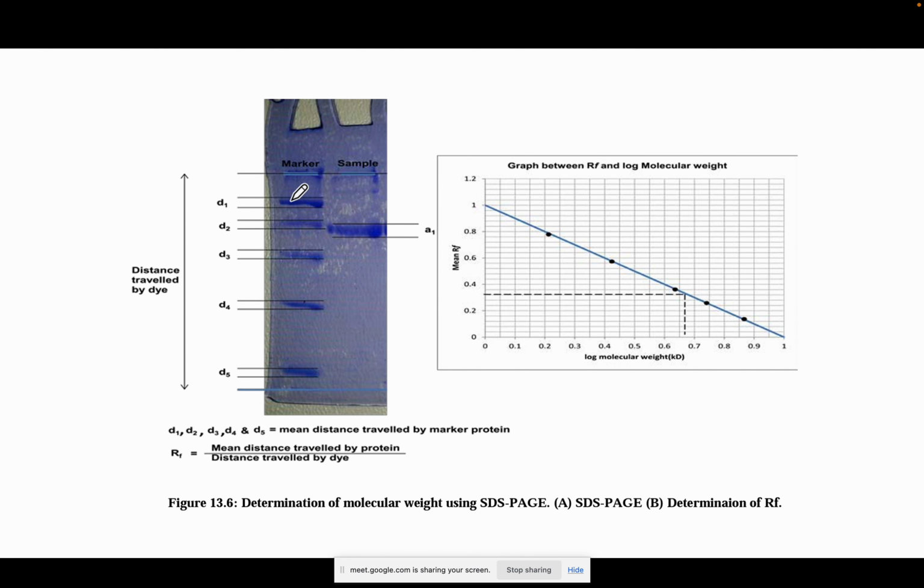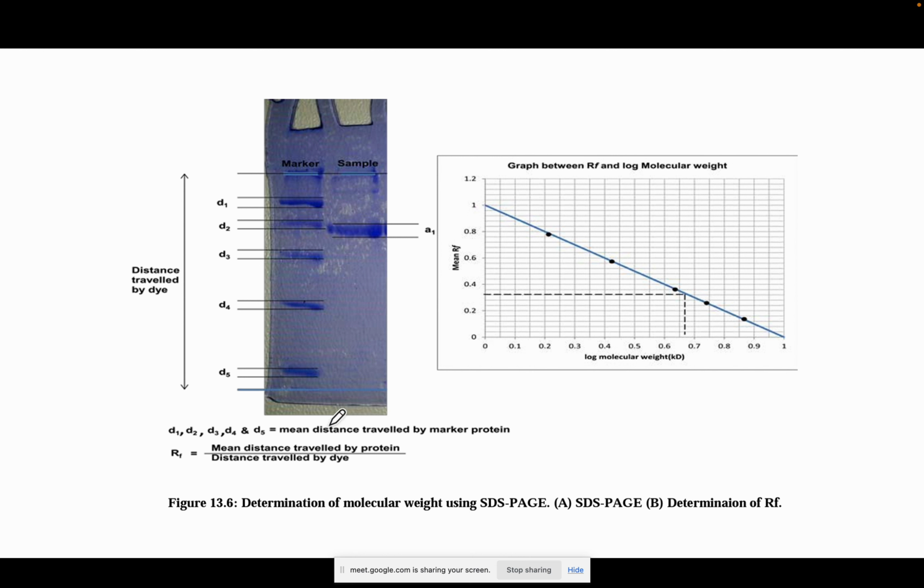So this is D1, D2, D3, D4, D5. These are the mean distance traveled by marker protein. So relative mobility equals the mean distance traveled by protein divided by distance traveled by dye. Okay.